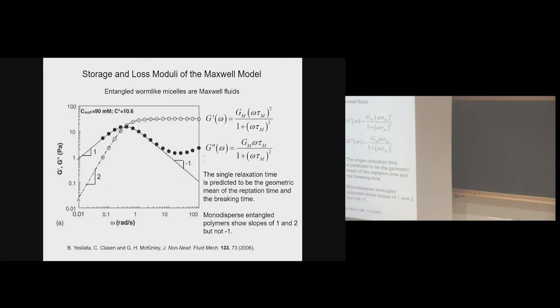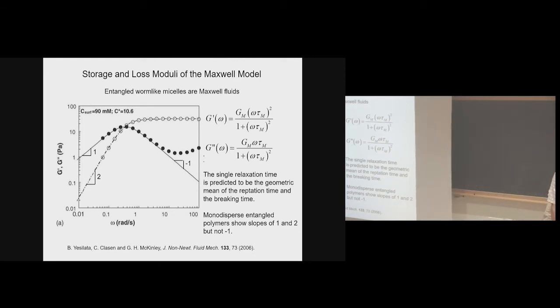The Maxwell model does apply to some things. So it happens to apply to worm-like micelles. So that's a nice example of a complex fluid that's very viscoelastic. And you can see it really does have a very flat G prime at high frequencies. And G double prime, at least for a while, has this nice minus 1 slope. So it really looks quite like the Maxwell model.